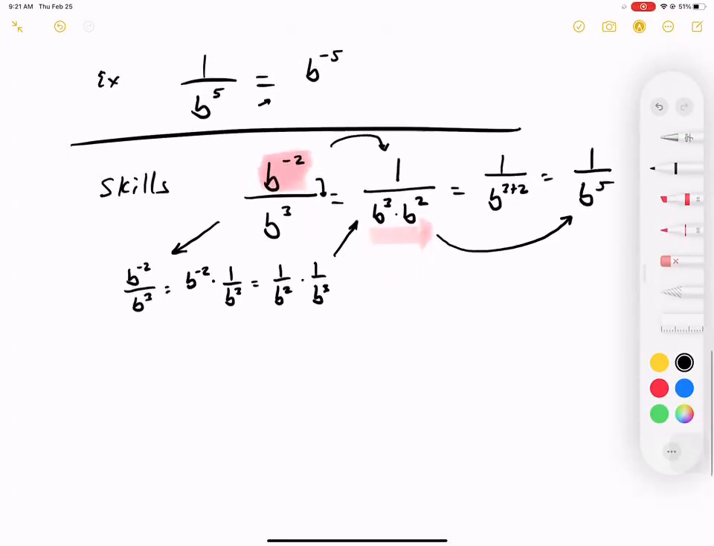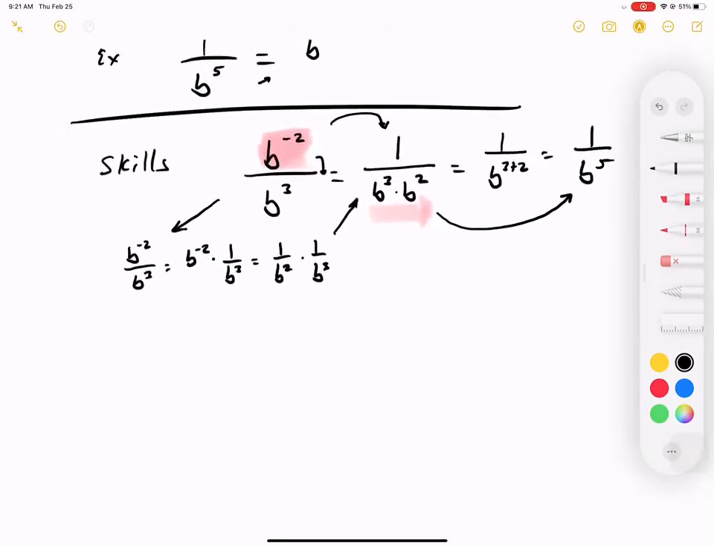Okay, let's do another problem like this. Another example, let's say x to the negative 10 over x to the 7th power. Let's rewrite this so there are no more negatives. So let's get rid of the negatives first. That'll be 1 over, this 10 goes down, x to the 7 times x to the 10th.